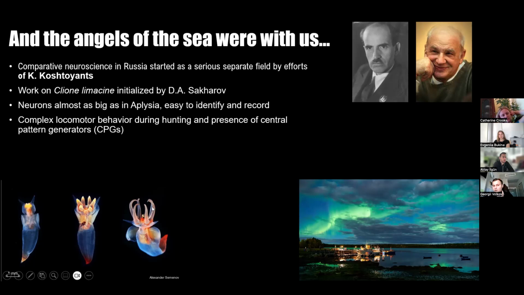What was found is that the neurons of these mollusks are more or less the same as the neurons of Aplysia. They're also pretty big, a little bit smaller, but still. They have the same program of development, determinate development, where you can see specific neurons located in specific positions, and you can map and identify them very easily from animal to animal. And recording from these neurons was actually really easy.